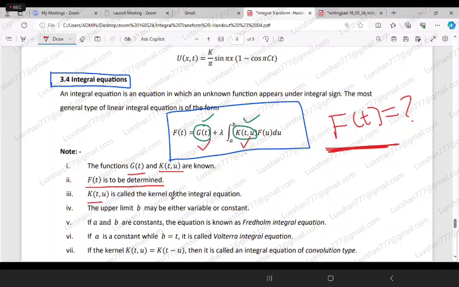Here K(t,u) is called the kernel of the integral equation. In Laplace transforms also we say e to the power minus st is the kernel, isn't it? Likewise, in this integral equation, this part we call the kernel of the equation. The upper limit b may be either a variable or a constant. Look here, this upper limit in the integral may be a variable or a constant.